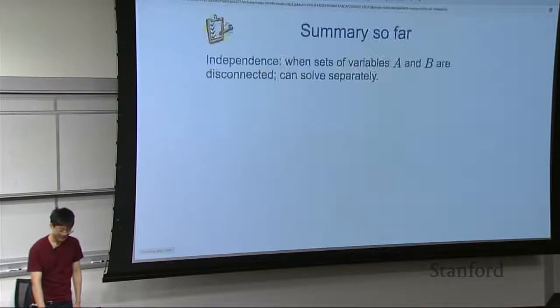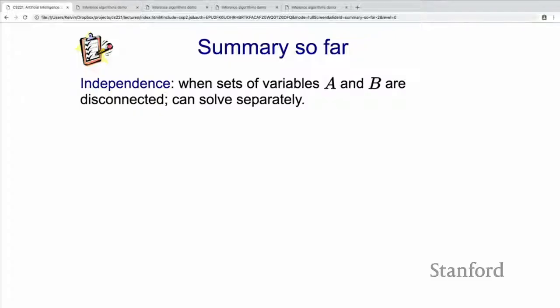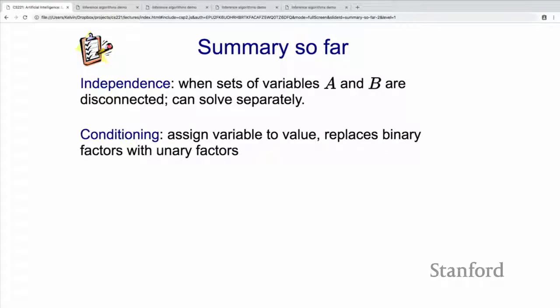OK, cool. So a summary of this part of the lecture so far is that when you can take sets of variables and disconnect them, you can solve the problems independently. And conditioning is a way to break the graph up into discrete parts. Once you condition, of course, you can't just leave that variable fixed. You have to try all values of the variable that you condition on and solve the remaining problems for each of the values if you want to find an optimal solution.